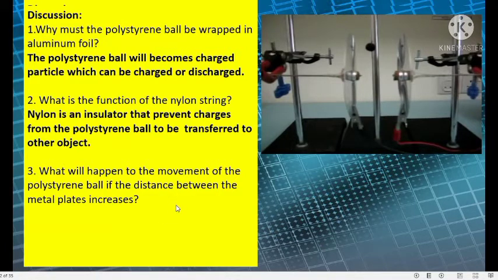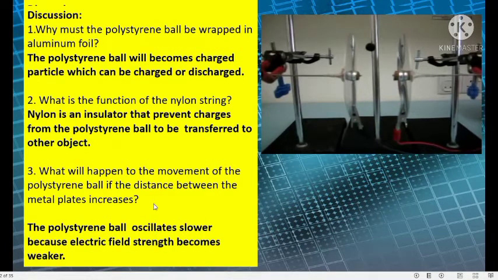What will happen to the movement of the polystyrene ball if the distance between the metal plates increases? To answer this part, you must remember the electric field strength E between two plates. We have the formula E equals V divided by d, the voltage of the EHT divided by the distance between the two plates. So if we increase the distance between the metal plates, the strength of the electric field becomes smaller. So the polystyrene ball oscillates slower.